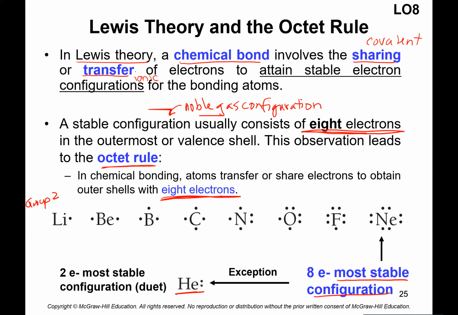But it only has 2 electrons, and it also has 2 valence electrons. And basically, it is still a noble gas. So this means that for helium, 2 electrons in the outermost shell is the most stable configuration. We call this a duet.